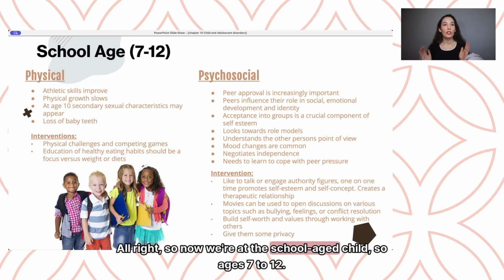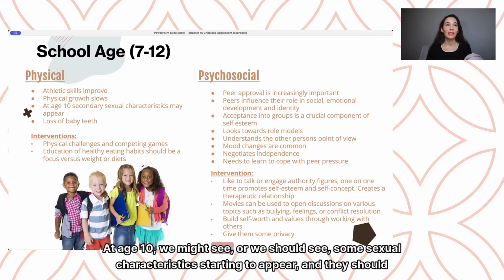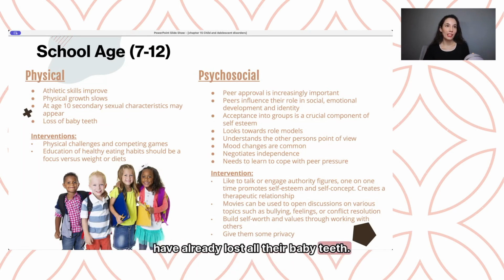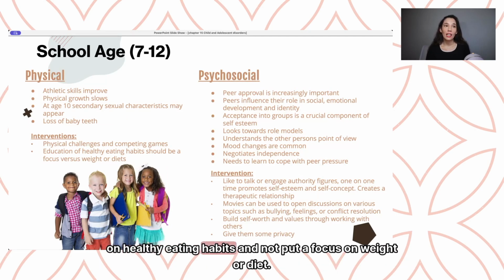All right, so now we're at the school age child, so ages 7 to 12. Physically, they're going to be more athletic. Their physical growth is going to start to slow. At age 10, we might see, or we should see, some sexual characteristics starting to appear, and they should have already lost all their baby teeth. Interventions we can do is they like physical challenges and competing games. And we can educate them on healthy eating habits and not put a focus on weight or diet.